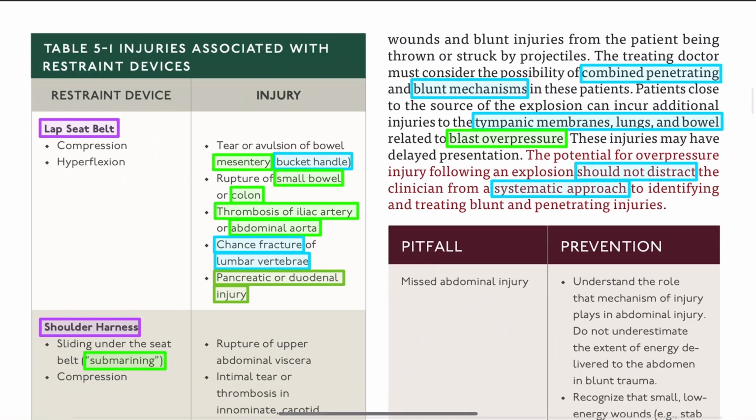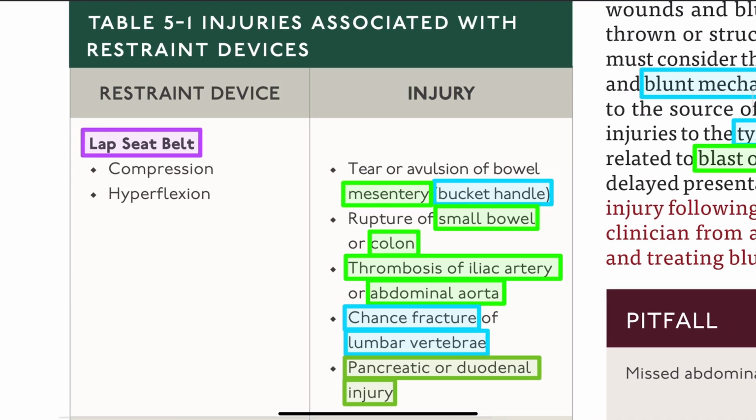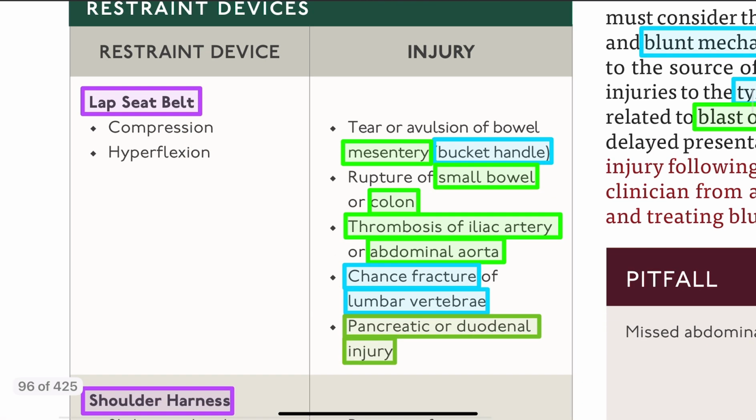Now we will see some specific injuries and the associated organ injured. Injury associated with restraint devices, like the lap seat belt, can cause compression and hyperflexion. So there is a bucket handle injury in which the mesentery is injured. There is rupture of small bowel and colon. Remember, the colon can also be injured in lap seat belt injury.